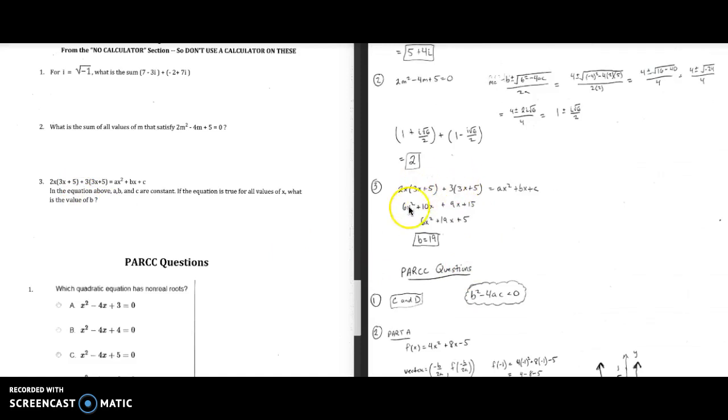You can see I did that over here. When I distributed 2x, I got 6x squared plus 10x. When I distributed the 3, I got 9x plus 15. I combined my like terms, 10x and 9x, and I got 19x. So b is 19.